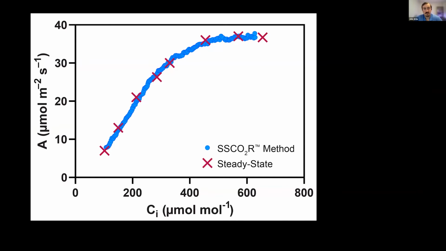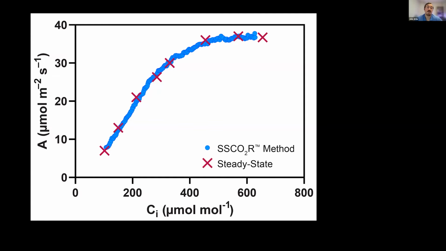A/Ci curves in general look, here's just a comparison between the steady state, the traditional type of collection. For every red X, we set a CO2 concentration. We clamp that cuvette onto a leaf. We allow the leaf to get to a steady state, and that takes about 2 to 4 minutes, depending on your species. And then we'll increase the CO2 to the next X point and allow the leaf to reach steady state again. And so for these 8 points, it took about 40 or 45 minutes to capture that data.